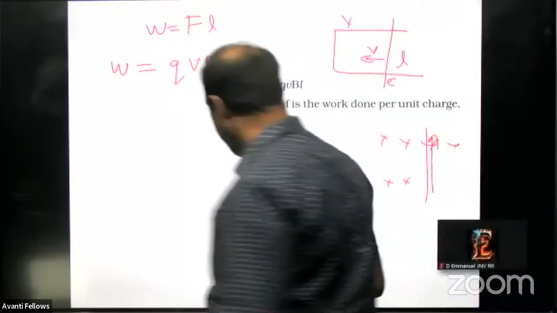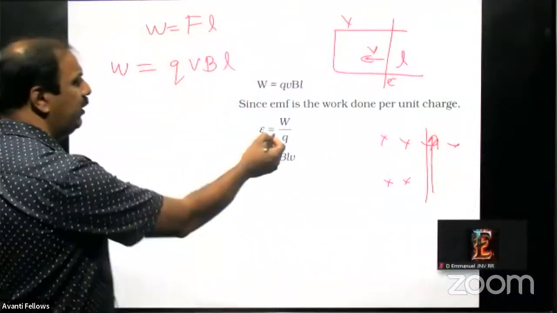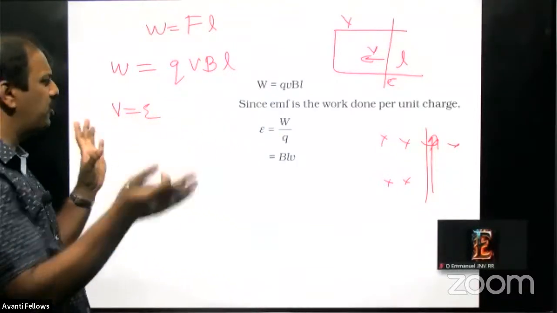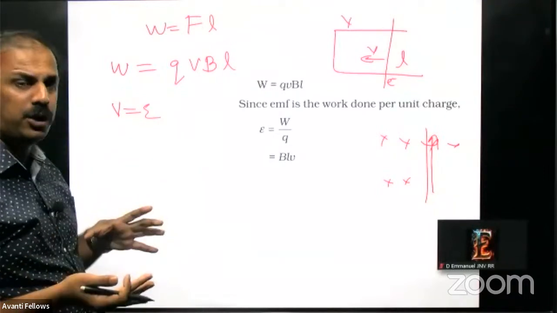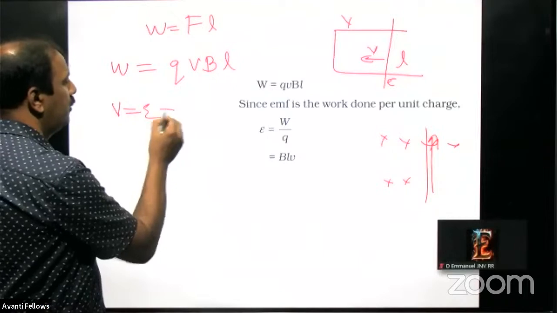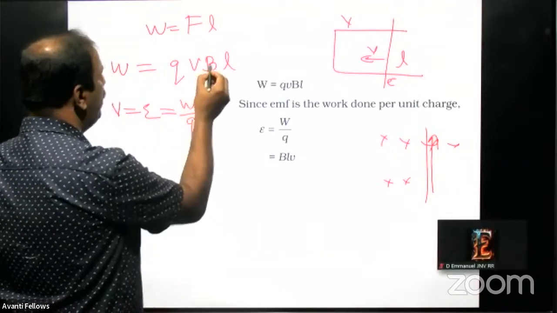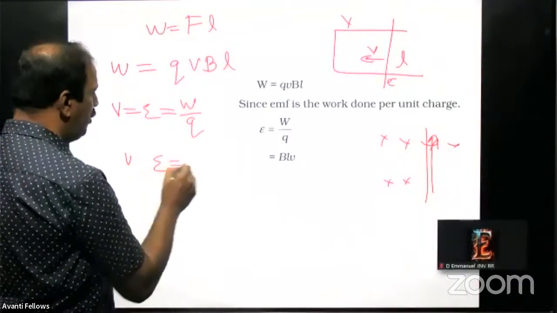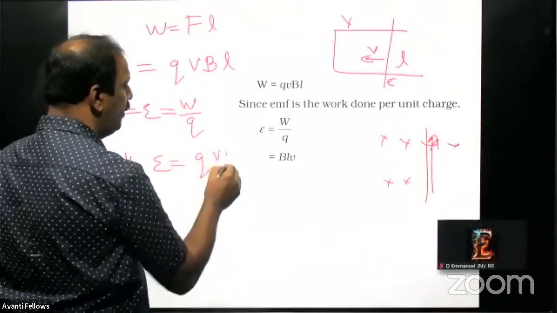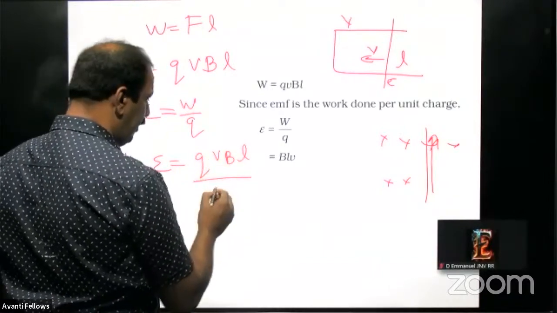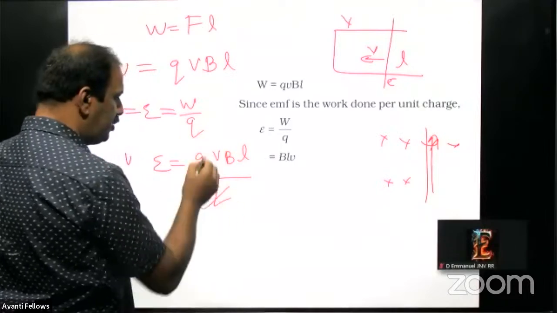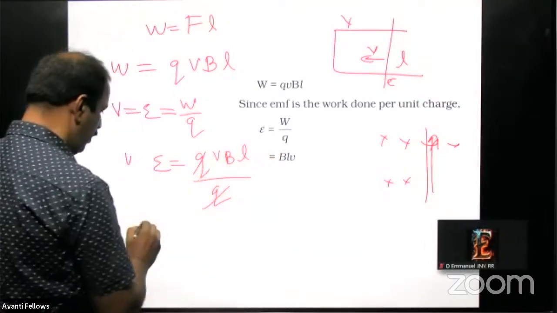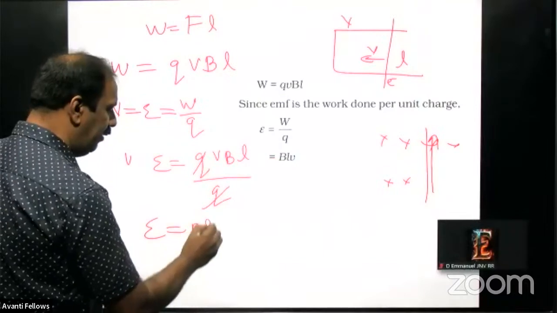Now we have the E, or the E means EMF. You know that E and V are the same only for the open circuit. So what is potential difference? It is work done by charge. Already we have work done here. So what we can write? This E is equal to work done, QVB times L, divided by charge Q. So this Q cancels. B is here and L is here and V again. So this EMF will be BLV.